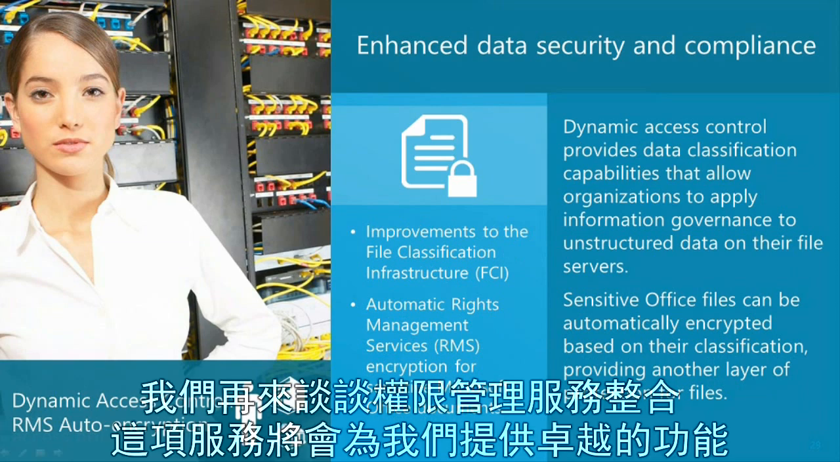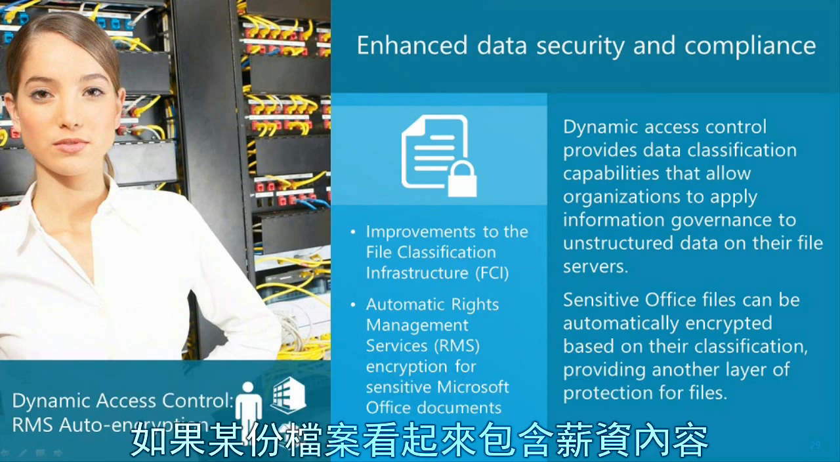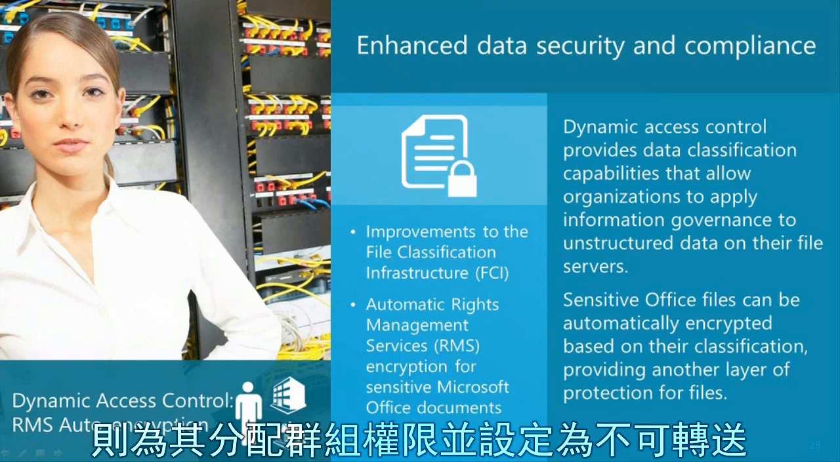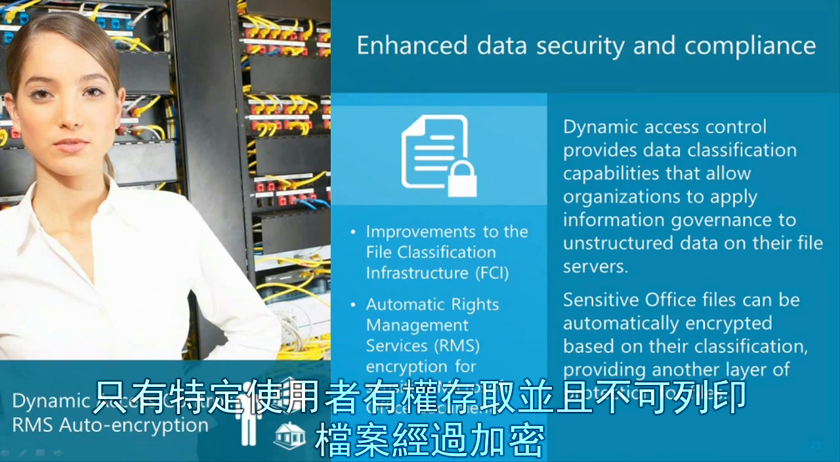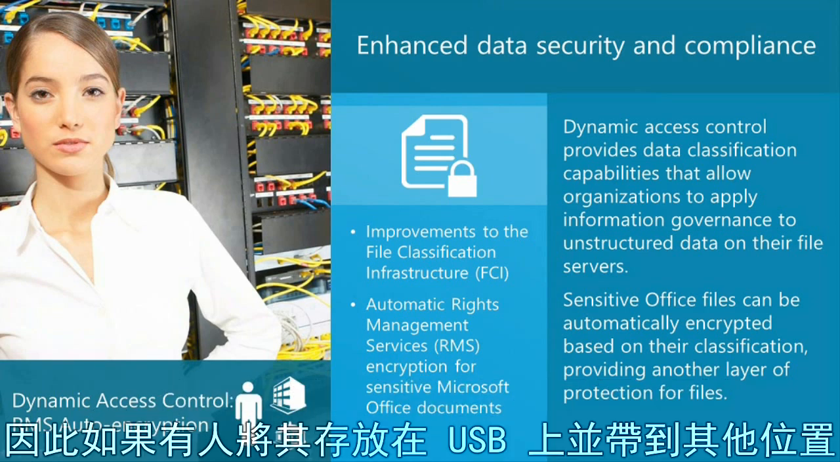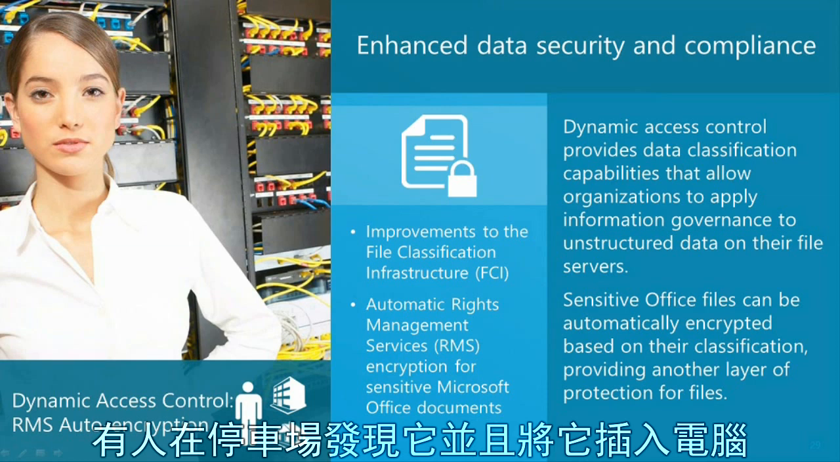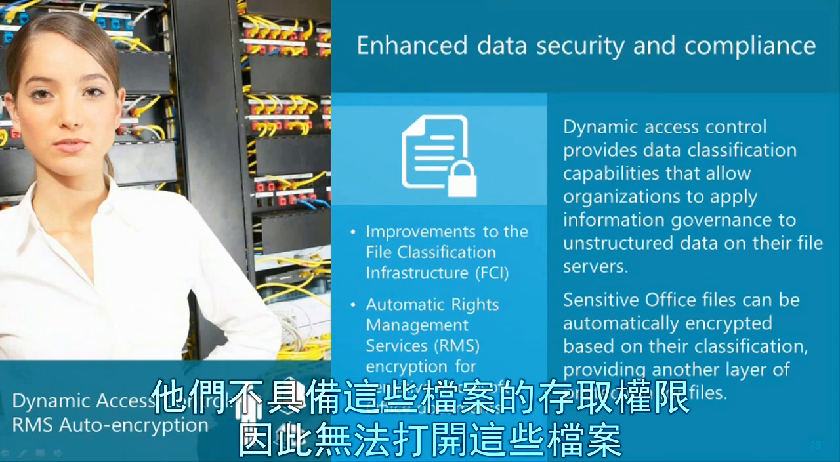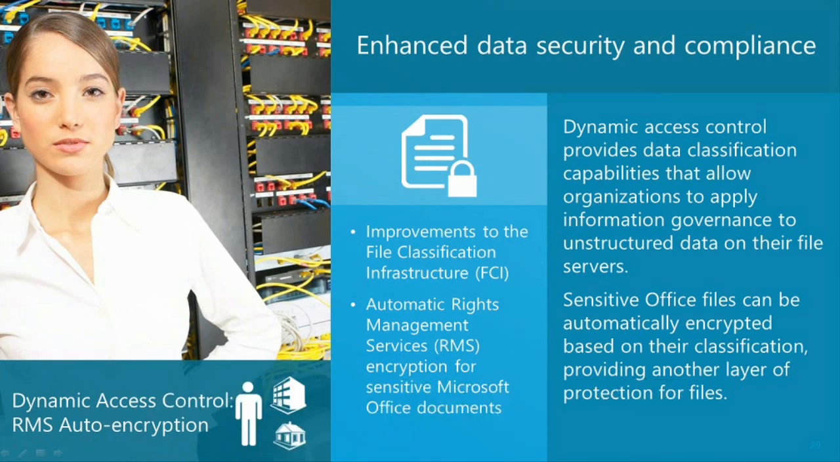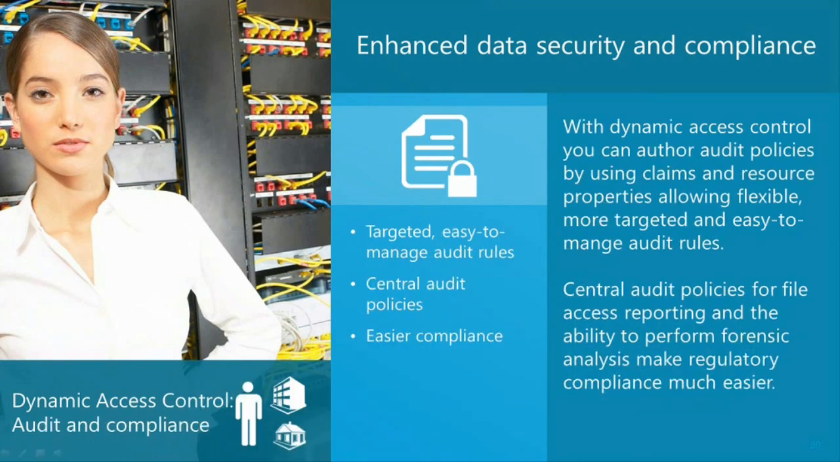Again, we talked about the integration with rights management services, which is what gives us the capability to say, if a document looks like it contains payroll information, assign a set of rights to it to say that it can't be forwarded, that only certain people have access to it, that it can't be printed, and that the file is encrypted, so that if somebody does put it on a thumb drive and take it with them somewhere, and let's say they lose that thumb drive, somebody finds it in a parking lot and plugs it in, they don't have access to those files, they're not going to be able to open those up.